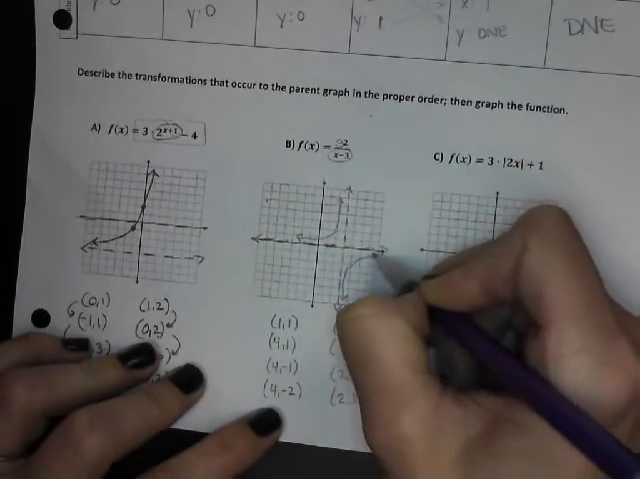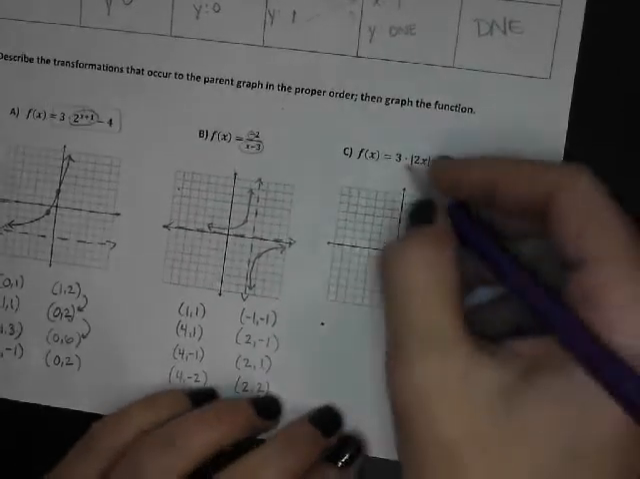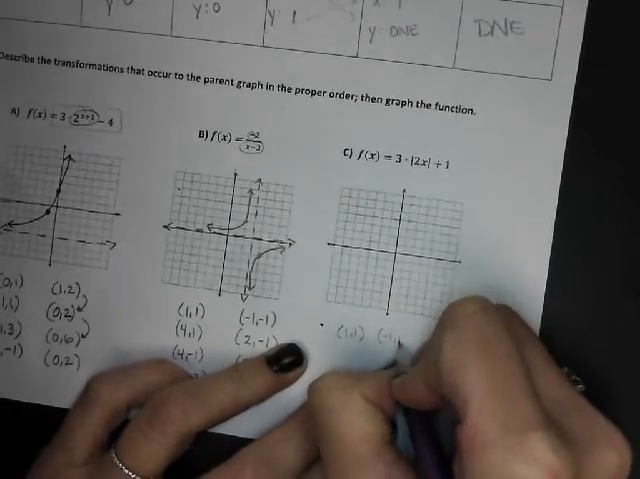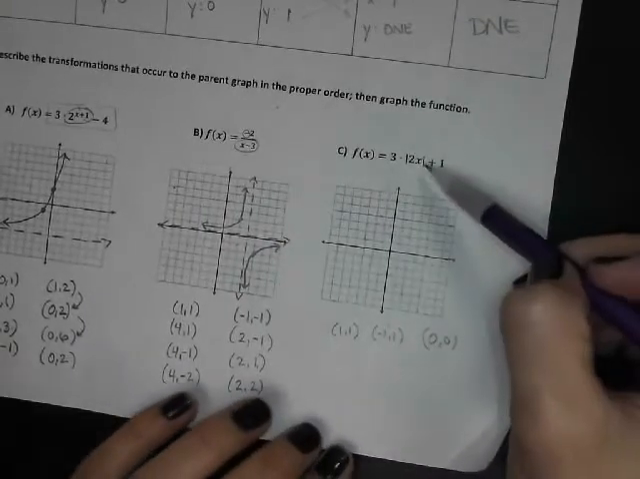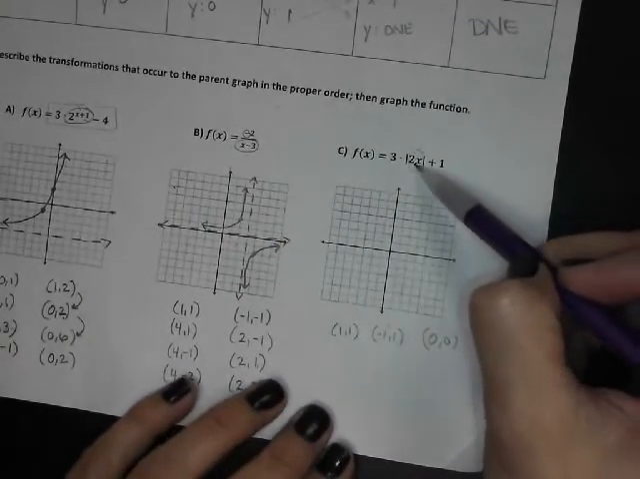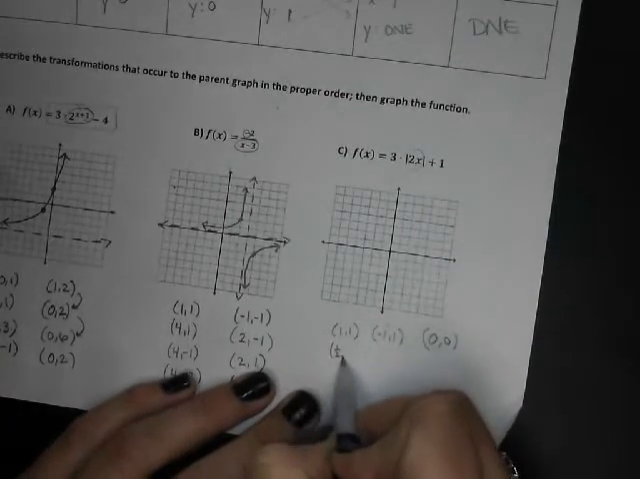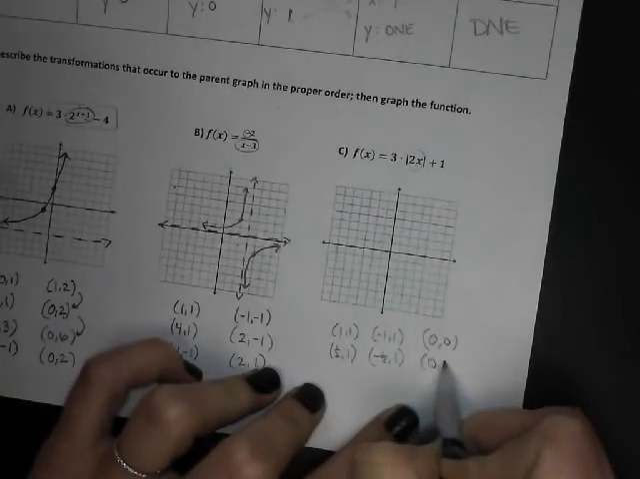We can't cross those asymptotes. Okay, and then lastly, we have 3 critical points here to track, no asymptotes. So first things first, horizontal compression by a half. That's going to become (1/2, 1). That's going to become (-1/2, 1), and (0, 0) is going to stay put.